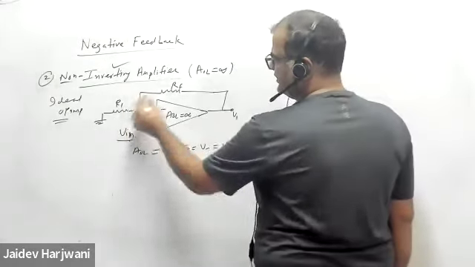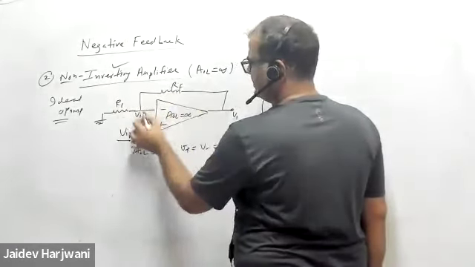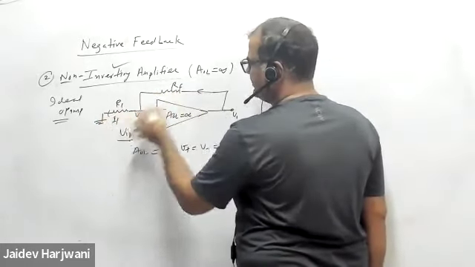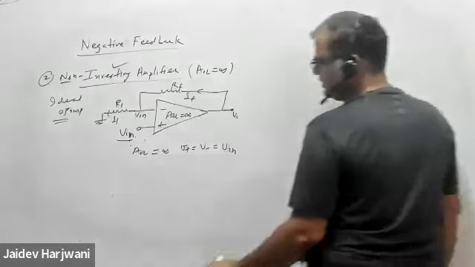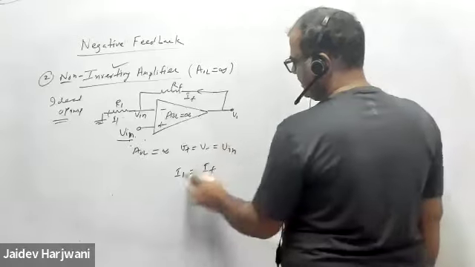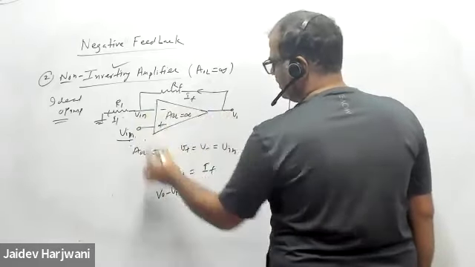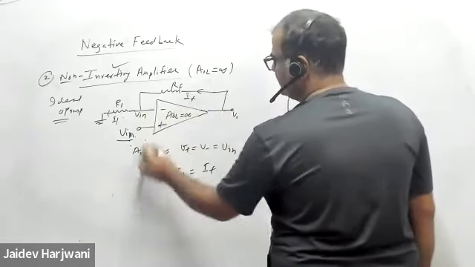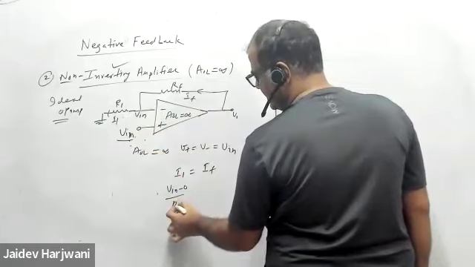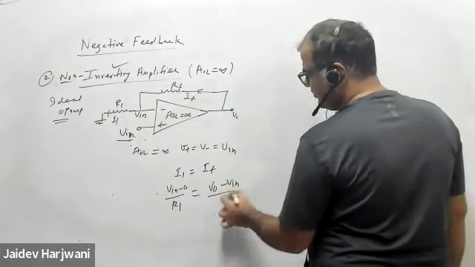And now again, you just write the loop equation. Say this current is coming from here, or you can say opposite also, no issue. This current is going here. Say this is I1 and this is IF. So you can say I1 equal to IF. And now I1 will be what? I1 is V input minus 0 upon R1, and IF is V naught minus V input upon RF.